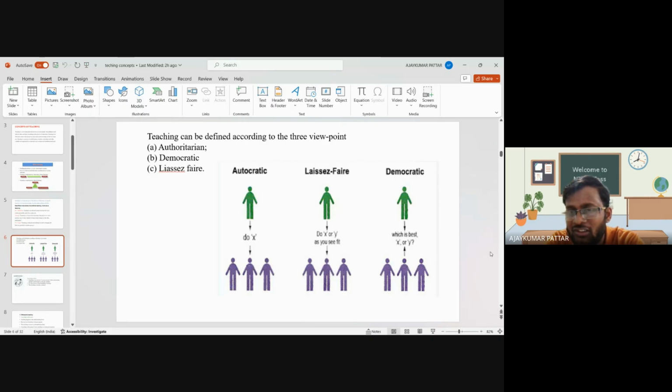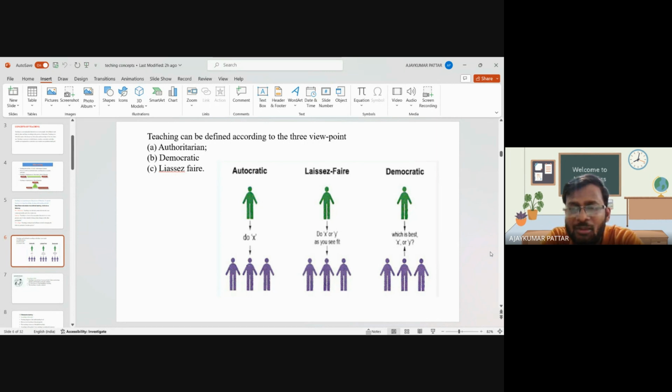So in democratic teaching, what happens? Whatever you think is best. You have a choice. You can also tell this definition is best, this definition is not that suitable. You can freely tell that this is best, this is not good. So this type of opinion is possible in democratic teaching.